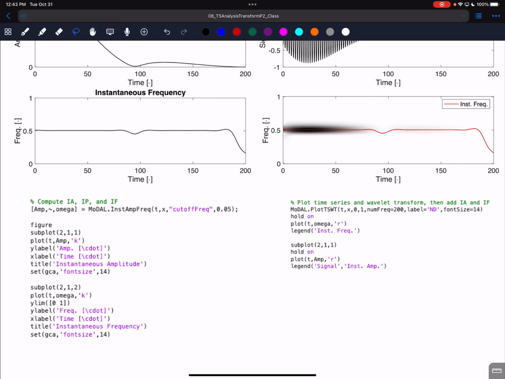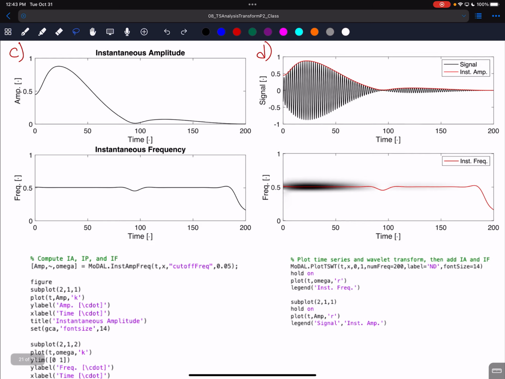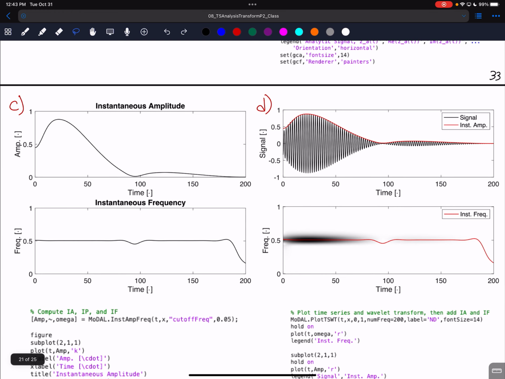It applies the Hilbert transform and computes these quantities. You can then plot them as a function of time. And then on the right, I've plotted them on top of the time series and the wavelet transform. You can see here how the Hilbert transform captures the amplitude of the signal as well as the instantaneous frequency.